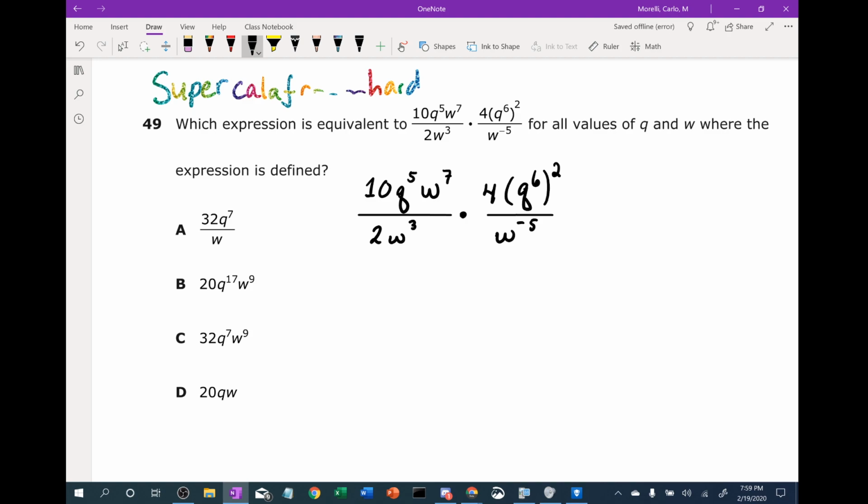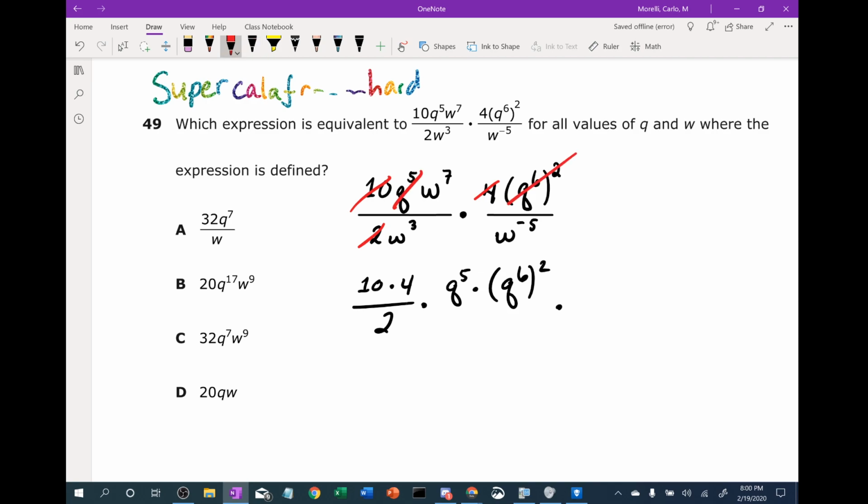So first things first, I'm going to rearrange this expression. I'm going to gather all my numbers over on the left side. So I'll have 10 times 4 over 2, kind of off by itself. And that gets rid of all these numbers. And then I'm going to group my Q's together. I've got Q to the 5th power times Q to the 6th power raised to the 2 power. And then that gets rid of the Q's.